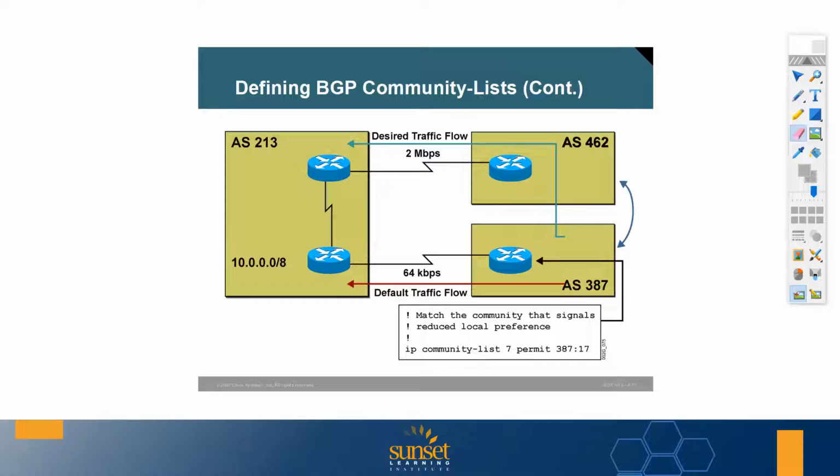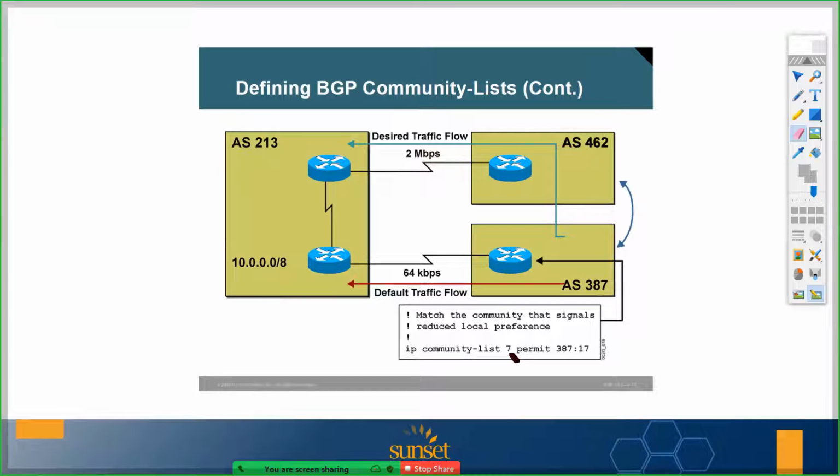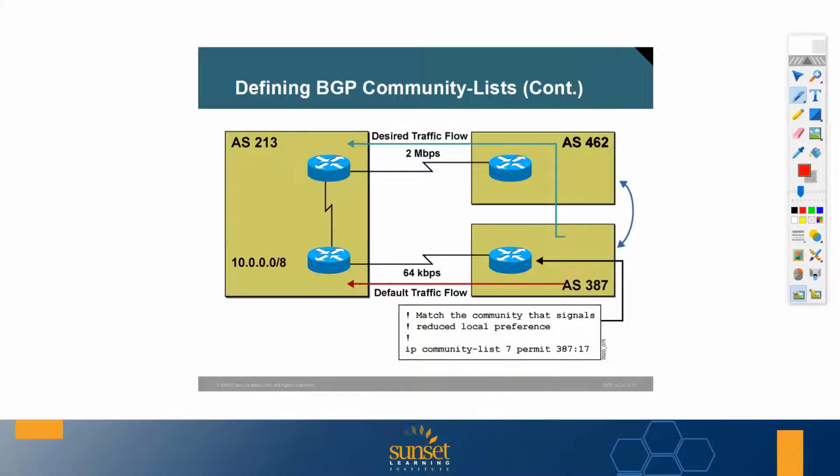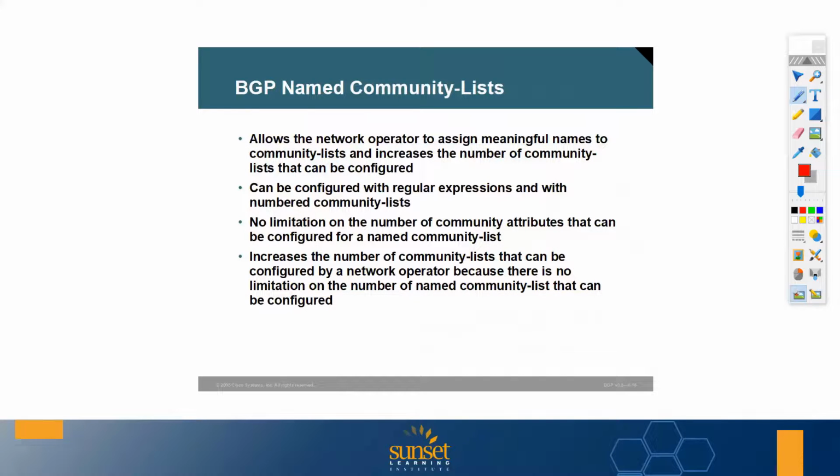So at the service provider, what they've done is created a community list, in this case, community list number 7, and they are matching specifically that community string of 387:17. Now they've got to use this community string access list somehow to be able to change attributes in BGP. And that's what the route map's going to do for us here, okay?